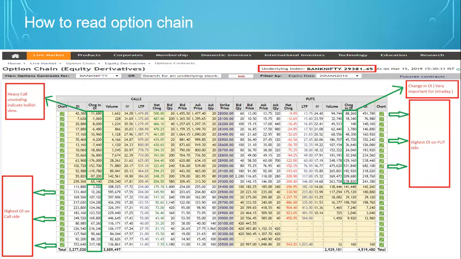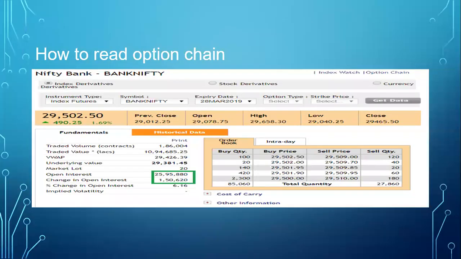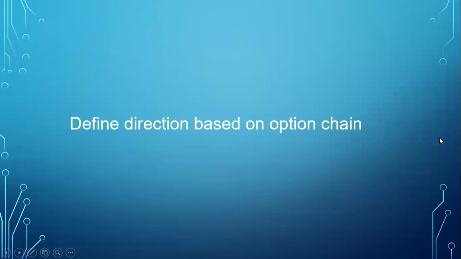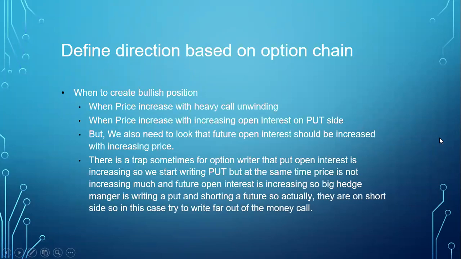Now, we have seen this option chain and how to analyze it. We also get to see this on the NSE website where we can see open interest and change in open interest. There are a number of sites. Now we also saw how we define directions based on option chain.